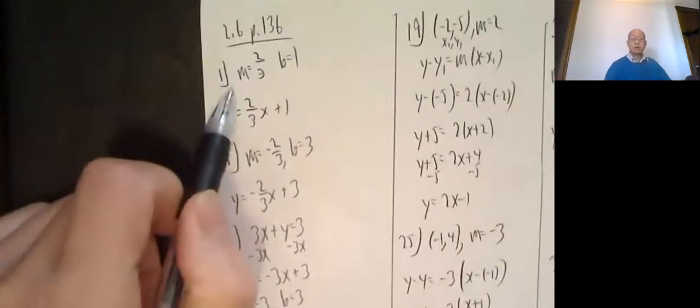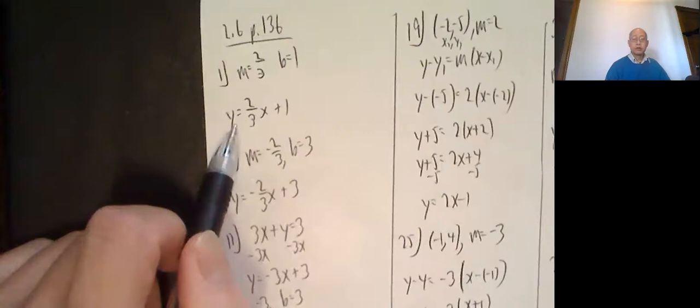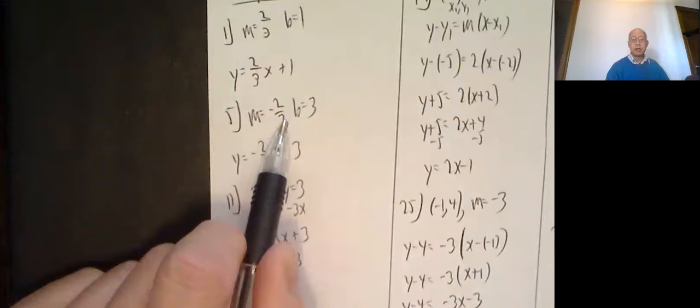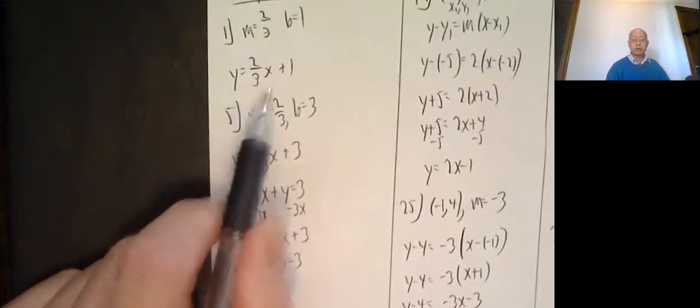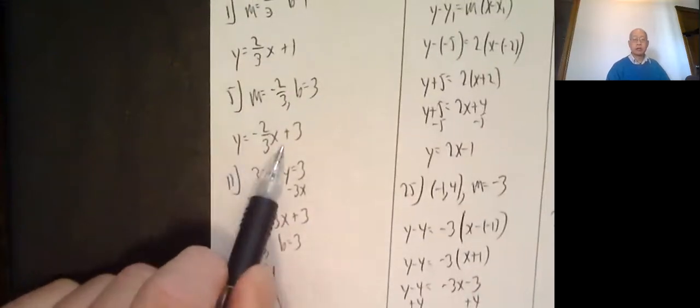Number 1, m is 2/3, b is 1. Write the equation, y equals 2/3 x plus 1. Number 5, slope is negative 2/3, b is 3. Just write it in the form y equals mx plus b. They give me the m and the b, so y equals negative 2/3 x plus 3.